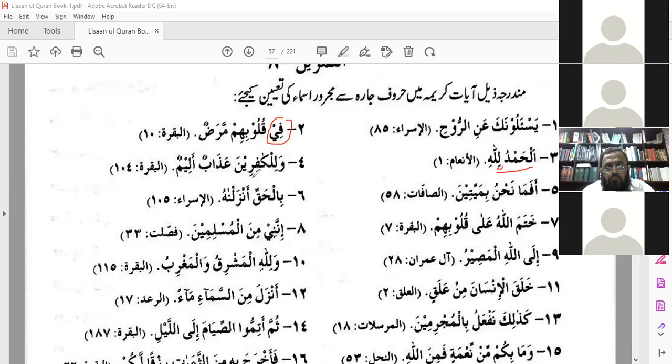Number 4: walil kafirina azabun alim. Li is harf jar and kafirina is majrur. Jar with its majrur makes shibah jumla. Azabun is mausuf, alimun is sifat; mausuf with its sifat becomes mubtada mu'akhar, and with its khabar muqaddam makes jumla ismiya khabriya. Try to understand this. I'm going to repeat in English as well. We are making the tarkeeb.